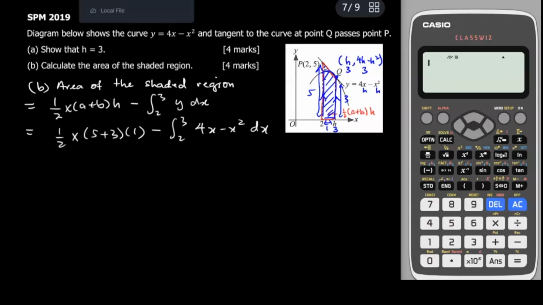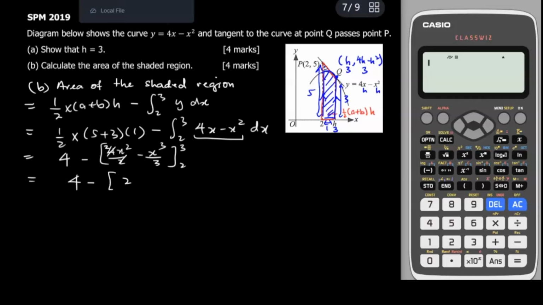So with dx, this one must be in terms of x. So it equals half times this 8, which will be 4, then minus. Now we have to integrate this one: 4x squared over 2 minus x cubed over 3, in square brackets from 2 to 3. So it equals 4 minus, this one we can cancel, it becomes 2x squared, 2. Now we have to substitute in our 3 and also the 2.